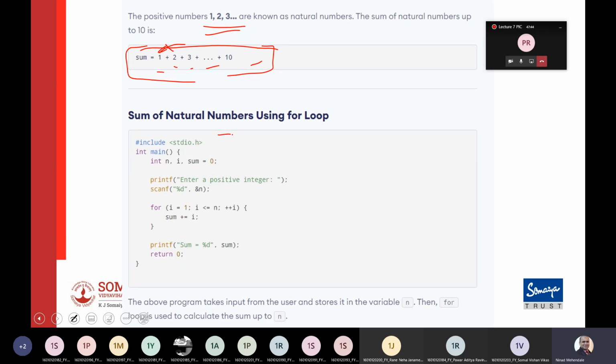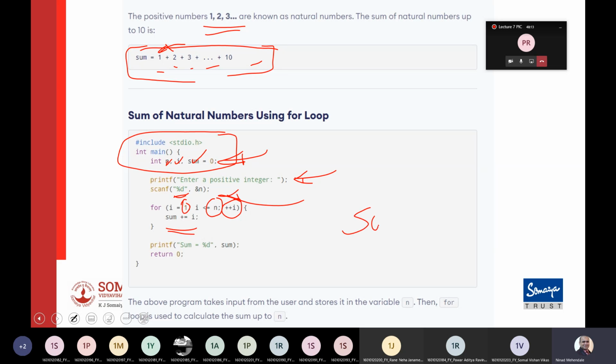So the program is pretty straightforward. There are declarations of n, i and sum over here, and you equate sum to 0. Then you ask the user to enter a positive number. You scan that number with the %d sign. Everything is an integer. And now you start a for loop with i equal to 1, then go up to n and keep incrementing your i. And then you just write sum plus equal to i.